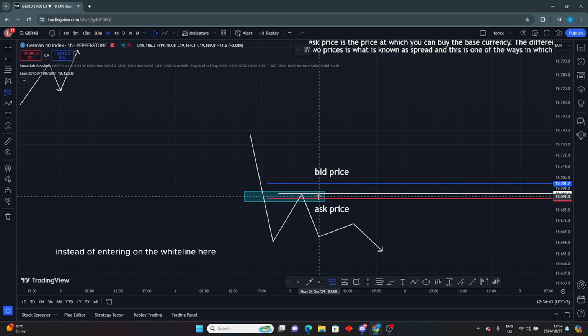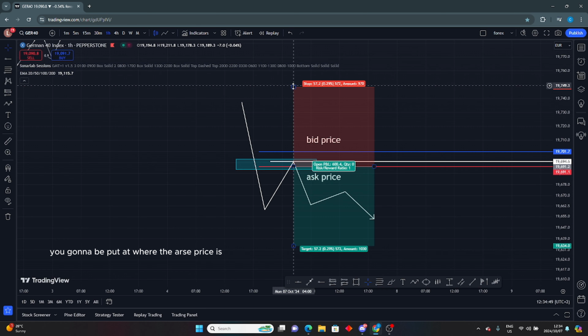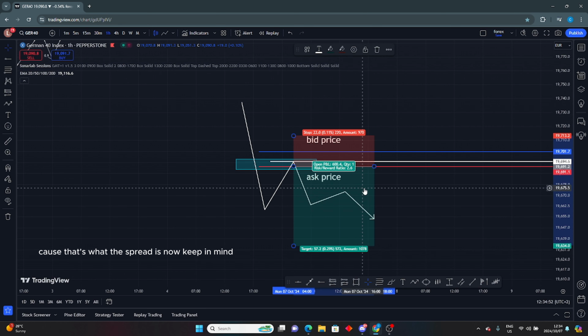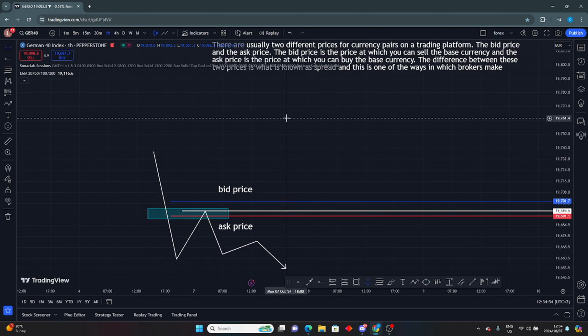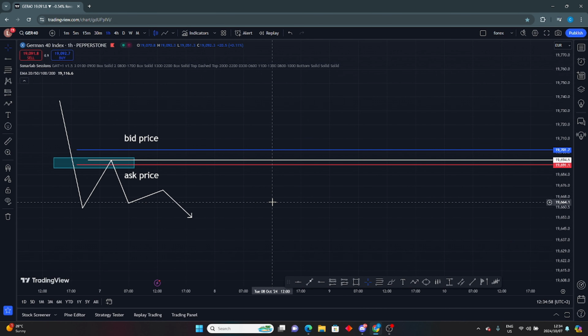Instead of entering on the white line here where we're wanting to get in and enter a trade, you're going to be put at where the ask price is, because that's what the spread is.